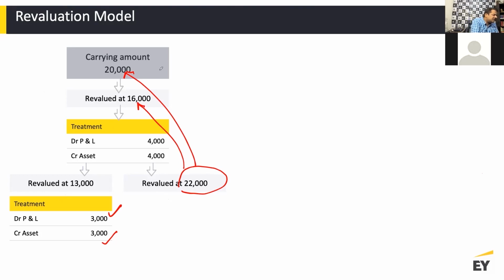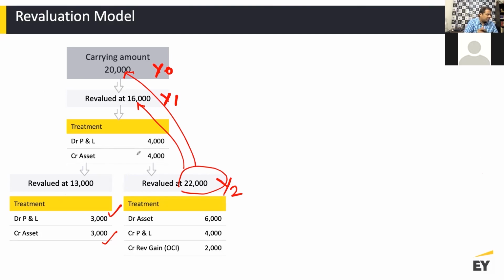Now let's say this is year 0, this is year 1, and this is happening now at year 2. Okay. Now in year 2, you revalued this to 22,000. Now how do I account for it? So to the extent of the loss which I have recorded in the P&L, I'm going to recoup this loss from the P&L. So debit asset is going to go up by 6,000. So I'm going to bring the asset from 16,000 to 22,000.